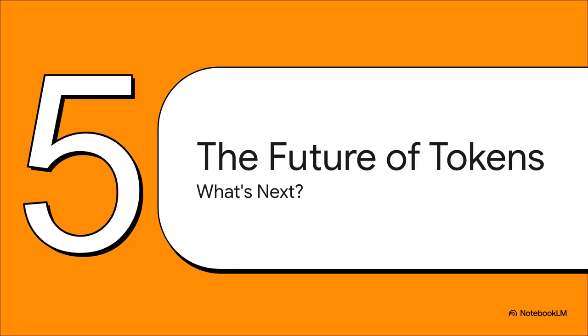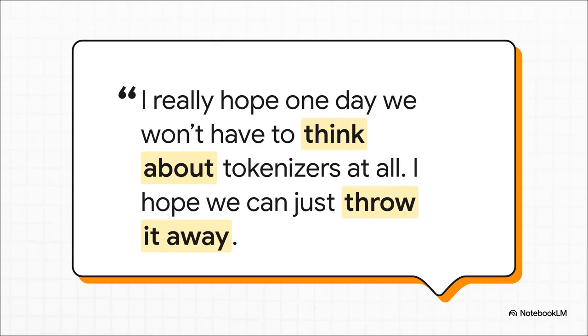So, there you have it. That's the hidden world of tokenizers, clicking and whirring away behind the scenes. But what's next? What does the future hold for this absolutely critical, but let's be honest, often frustrating, part of the AI puzzle? You know, this quote really captures the dream, the holy grail for a lot of AI researchers, to one day just throw tokenizers away completely. The goal is to build models that can just read raw text, bytes, characters, everything, without this clunky, error-prone translation step.